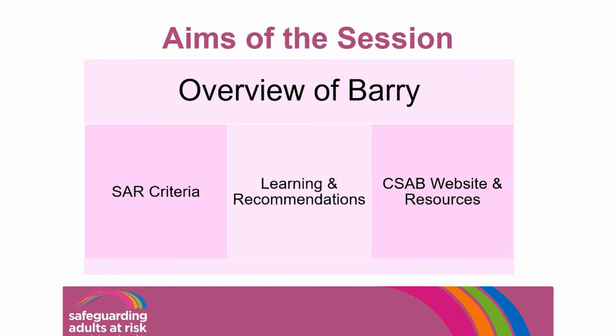In terms of what we want to achieve today, we're going to provide an overview of the case of Barry, and we're going to look at the SAR criteria and any learning and recommendations from Barry's SAR. We're also going to provide you with some information about the Cumbria Safeguarding Adult Board, the website and the information that you can find on there. And hopefully you'll be able to access links that are embedded through the PowerPoint to get to some of the information that we referenced today as well. So I'm just going to pass over to Kelly and she's going to explain a little bit more about safeguarding adult reviews.